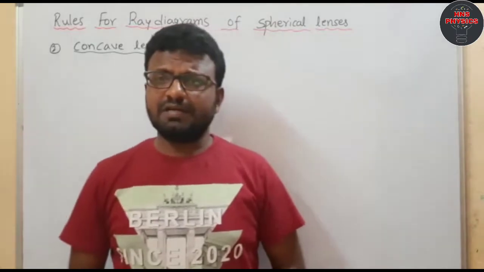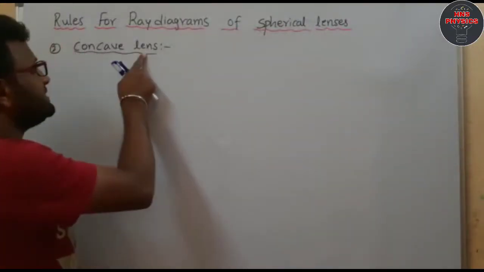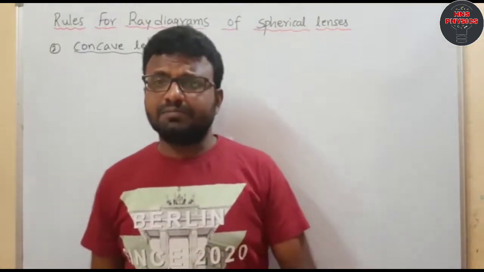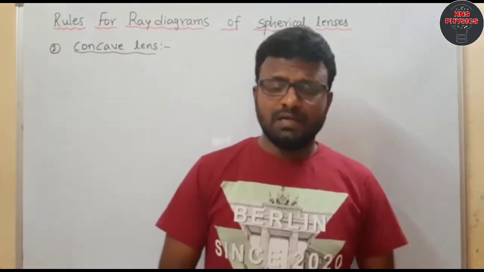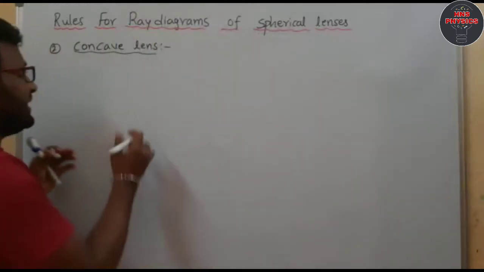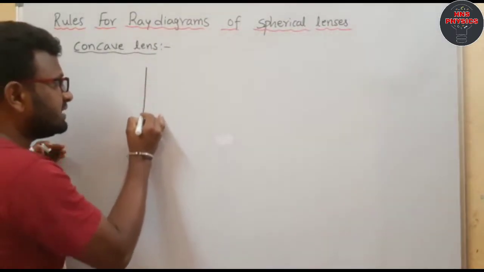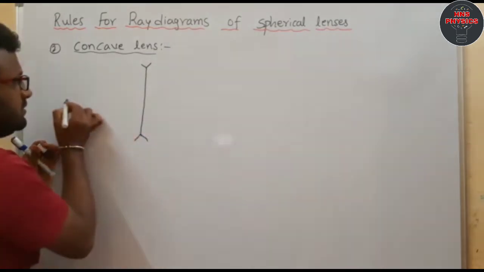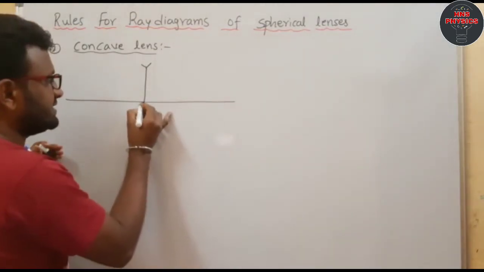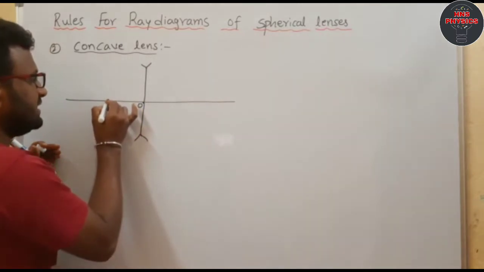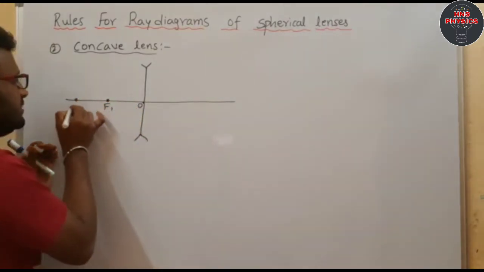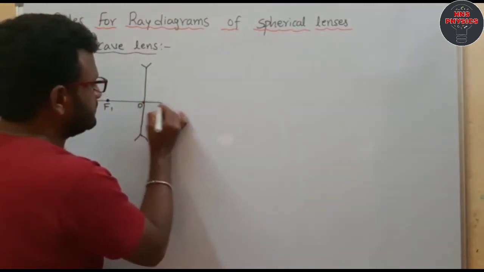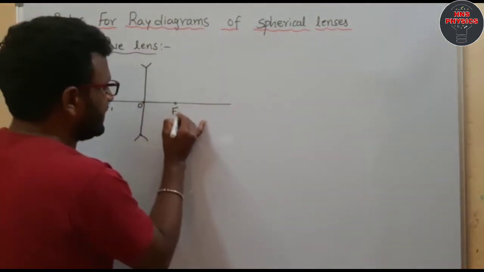Come to the second lens, that is a concave lens. Now we have to discuss rules for ray diagrams of concave lens. So let's start here. I am taking here a concave lens. So this is the symbol of concave lens. This is the optic center. So here it is F1 and 2F1, F2 and 2F2.